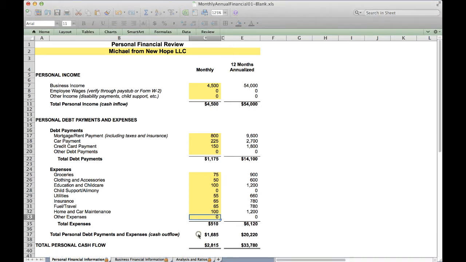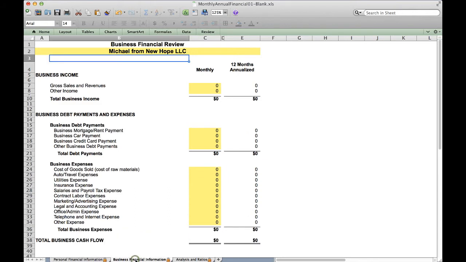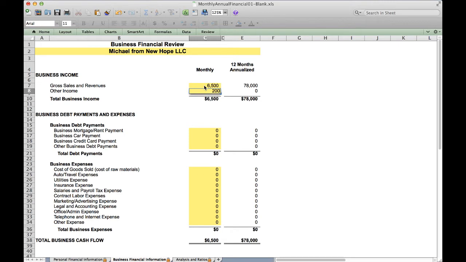Now this spreadsheet also should be used for converting monthly business numbers into annual numbers, so let's move to that tab labeled Business Financial Information. I'll make up some monthly sales and revenues numbers plus other income, which you can immediately see projected to an annual number.